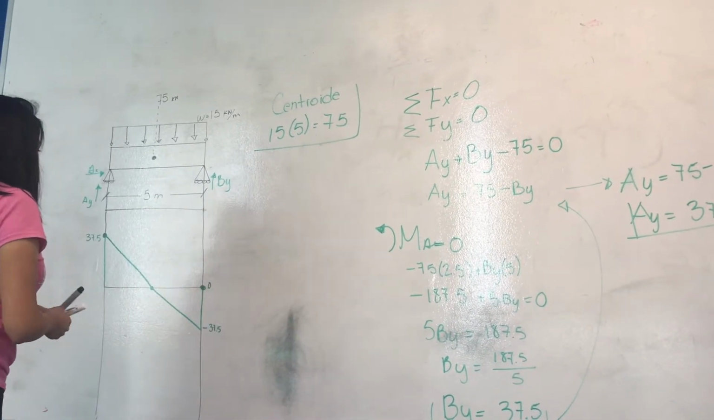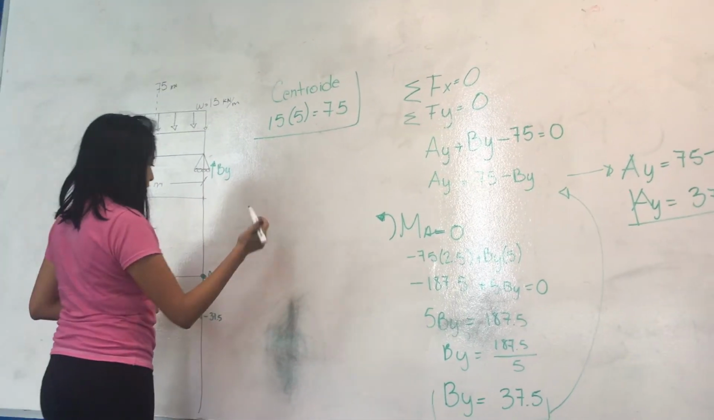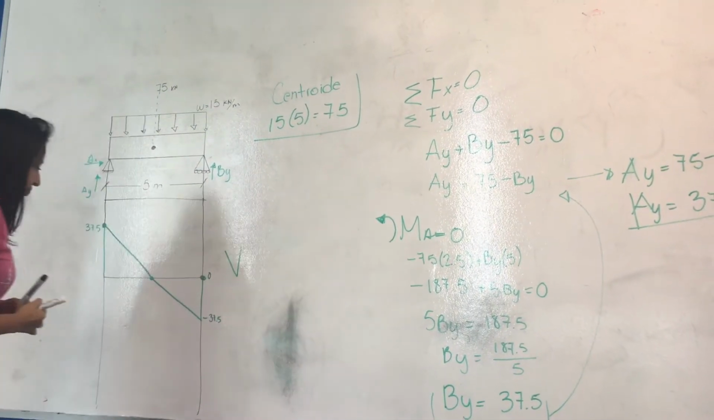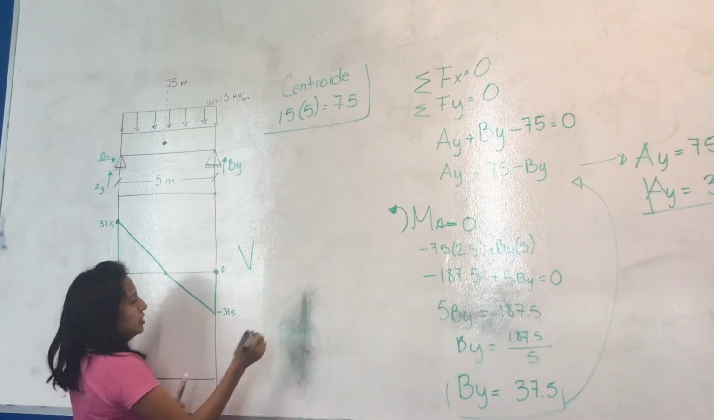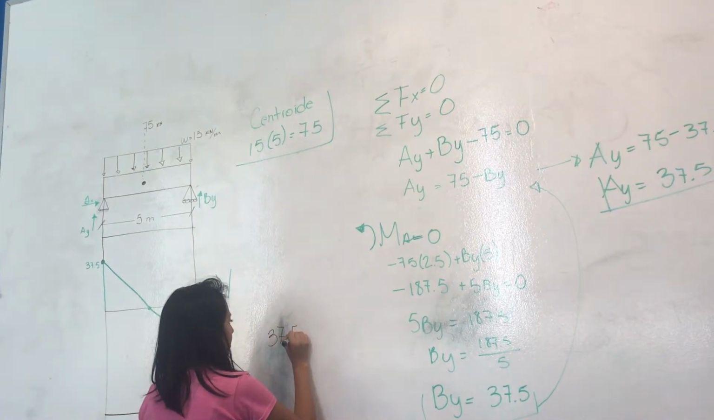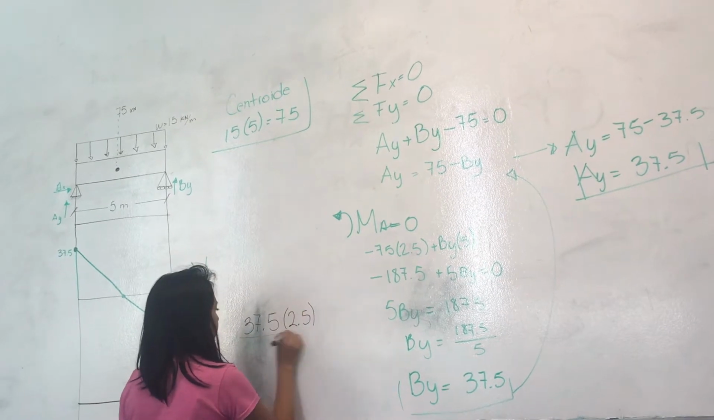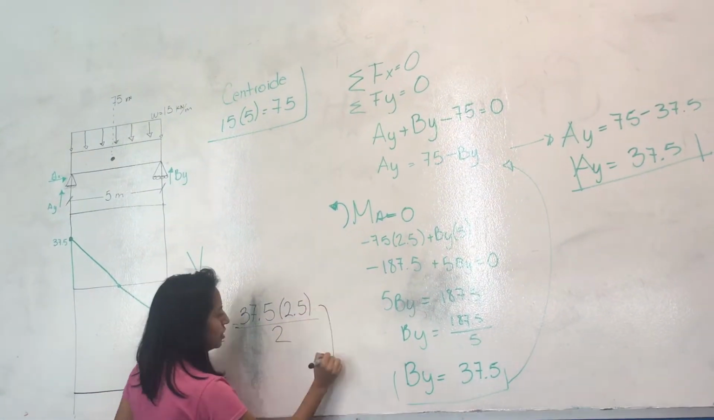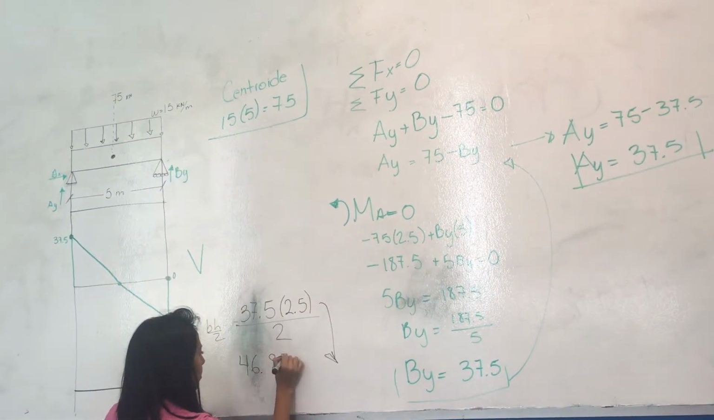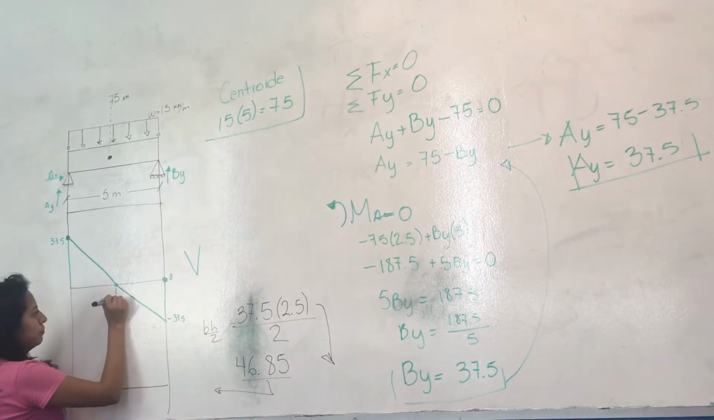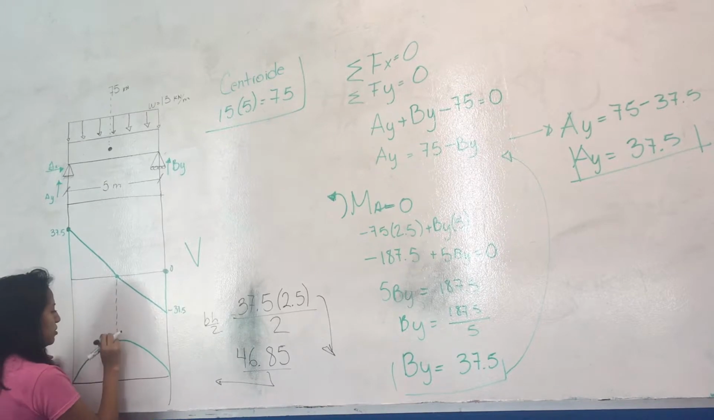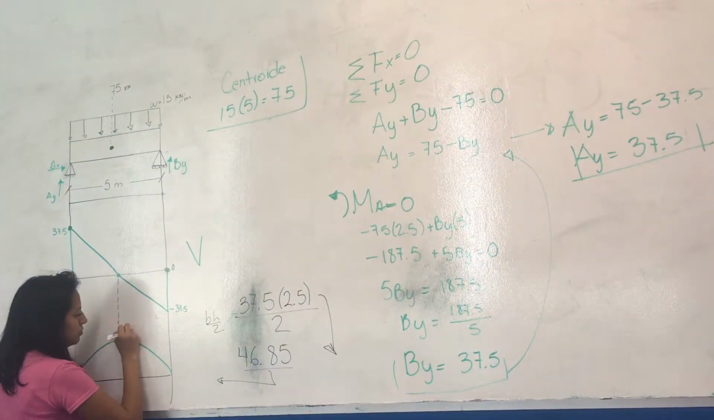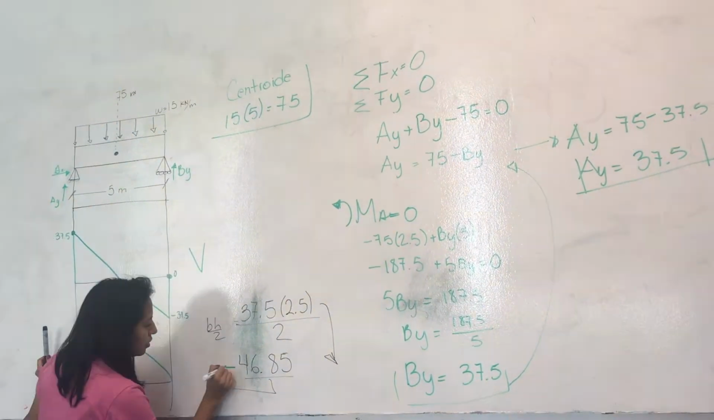We move to the graph of moments, where we will extract the area of the triangle with base 5 over 2, 2.5 multiplied by 37.5 divided by 2, giving us a result of 46.85. That point is the maximum. The result in the graph of moments is a parabola with its maximum point.